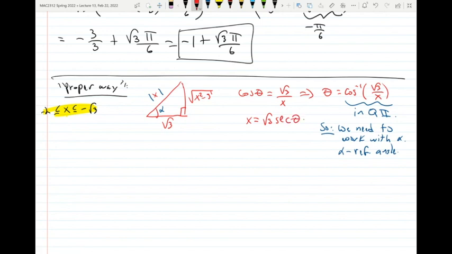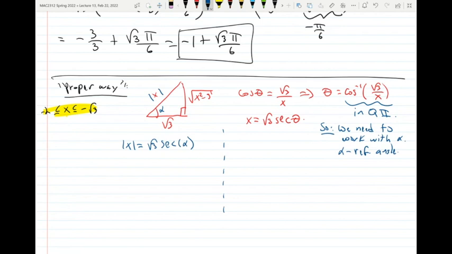So according to the triangle, let me show you, I'm going to do the triangle here. According to the triangle, really what we have is that the absolute value of x equals the square root of 3 times secant of alpha, right? That's what my triangle tells me.